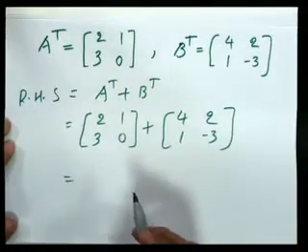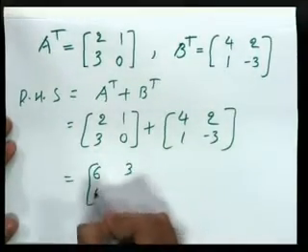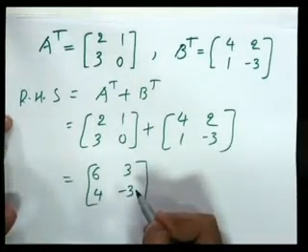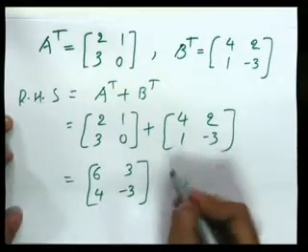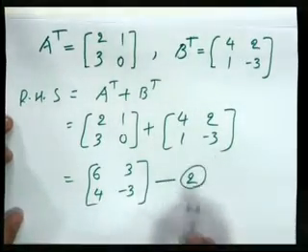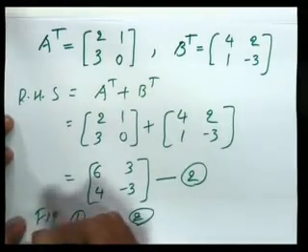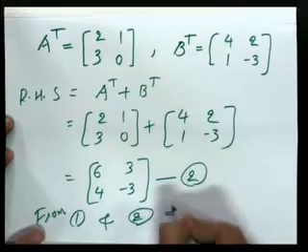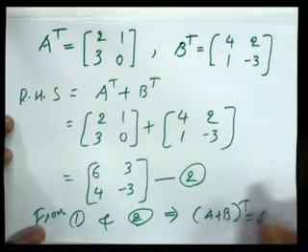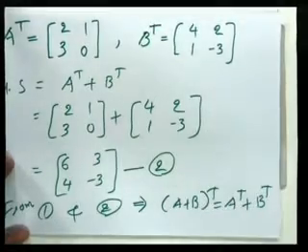And by adding these two matrices, we will get 4 plus 2 is equal to 6 3 4 and minus 3. If you look at your first result, which is the transpose of A plus B, which is also equal to 6 3 4 minus 3, this one is our right hand side and result number 2. So from 1 and 2, we have proved that transpose of A plus B is equal to transpose of A plus transpose of B.